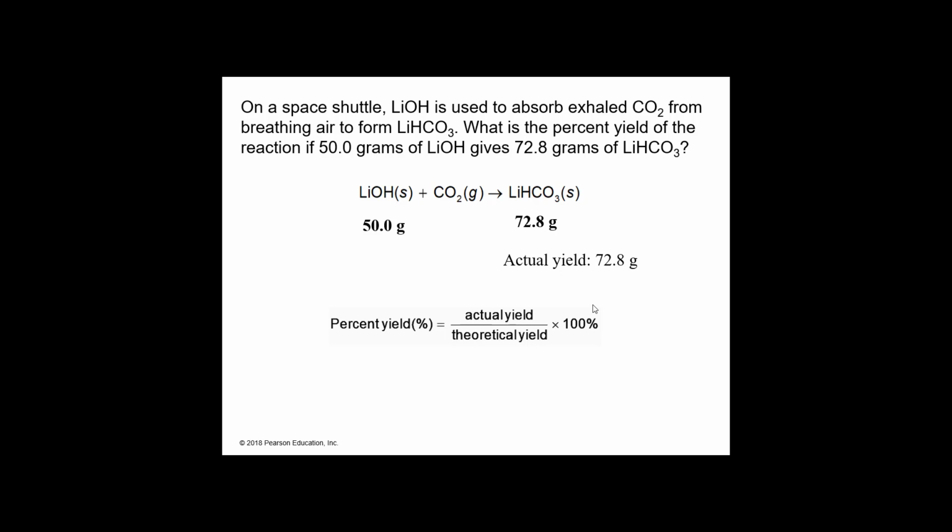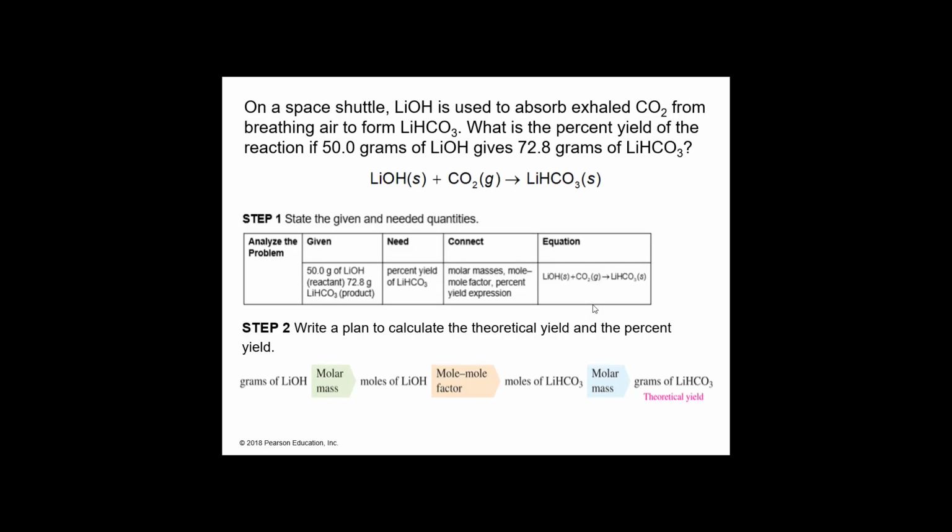Let's read this problem again. You were given, what is the percent yield of the reaction if 50 grams of lithium hydroxide gives 72.8 grams of lithium bicarbonate? So in this case, the actual yield was 72.8 grams. So we are going to now figure out what the theoretical is. So we're given 50 grams, and we need to get out of grams to moles, and then we do the mole to mole factor, and then we get the moles of our product and the molar mass. We are determining the theoretical.